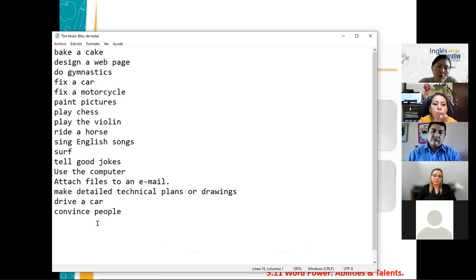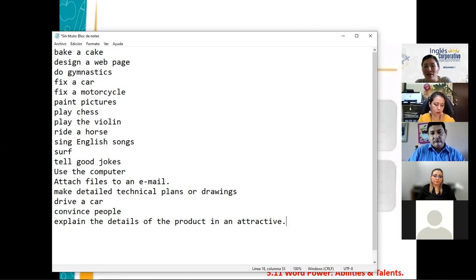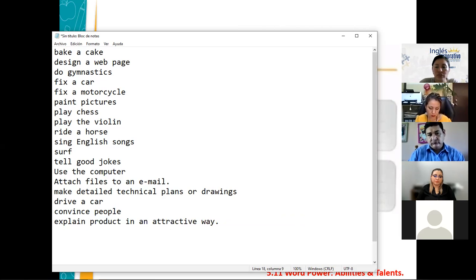Probably to explain, ¿verdad? Si estoy hablando de un salesman, explain the details of the product, right? In an attractive way. Okay, explicar los detalles del producto de forma atractiva, right, para que me compren. So I can explain the details of the product in an attractive manner. Or explain the product's features. Un feature es una característica del producto, ¿verdad? Explain product features in an attractive way.